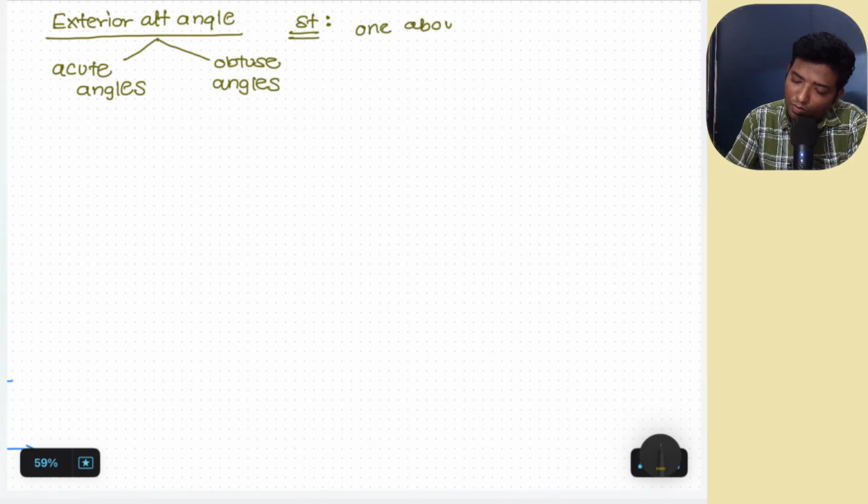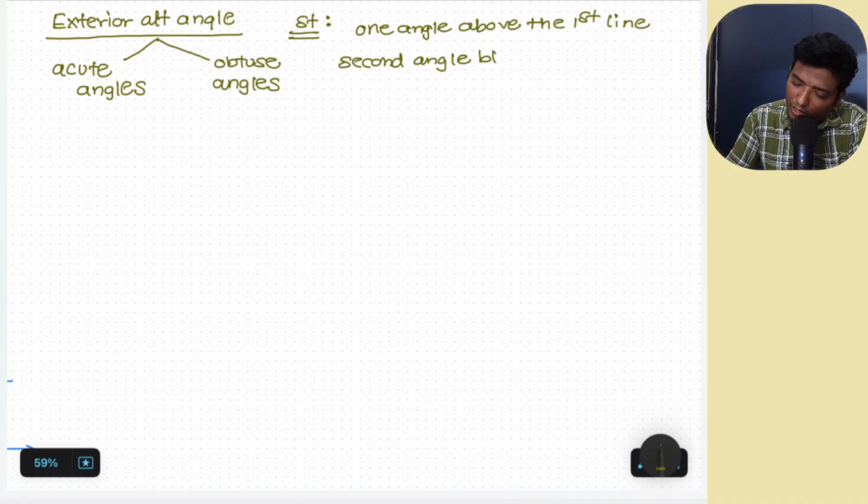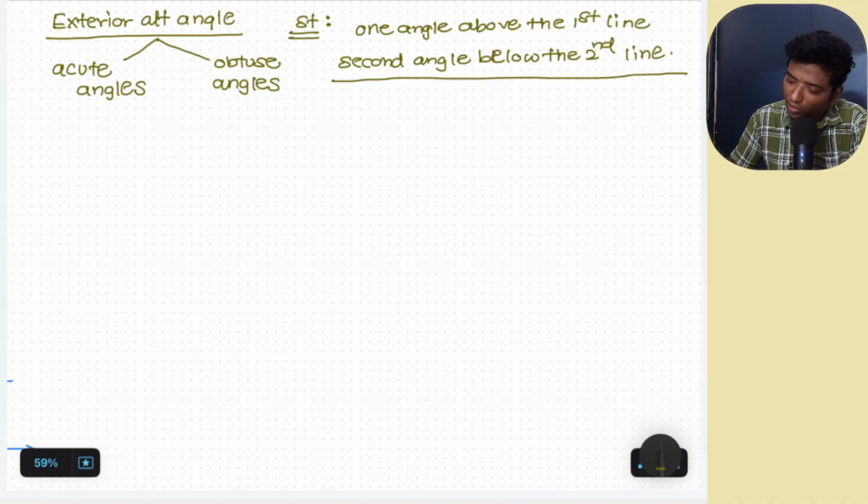One angle above the first line, second below the second line. This line you have to remember. Now let me teach you how to use it. Chalo. Let me draw this again for you.